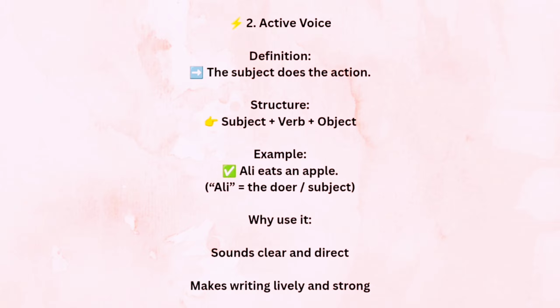Okay, so active voice. The definition of active voice is the subject does the action. The structure is subject plus verb and then object. And let's talk about the example: Ali eats an apple. So Ali is the subject over here. And why do we use it? It sounds clear and direct and makes writing lively and strong. But talking about passive, it's a little different. Well, let me discuss it with you.